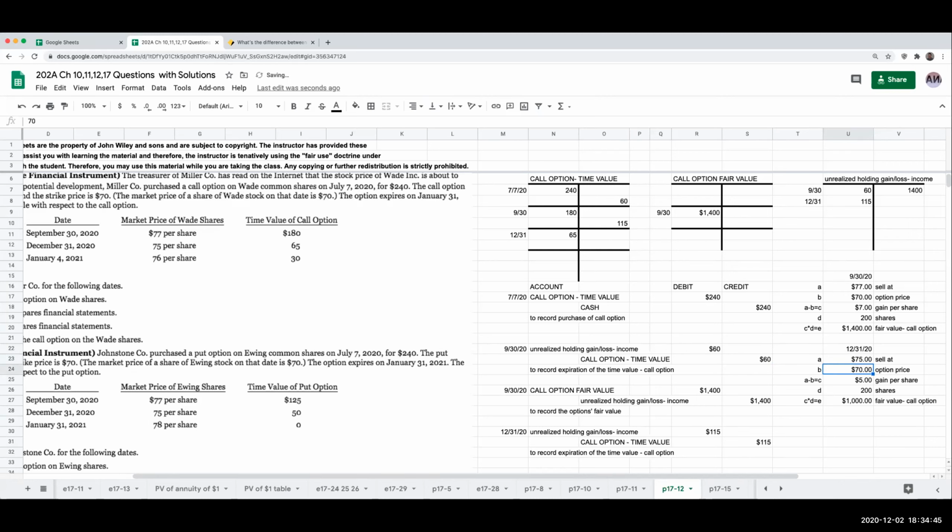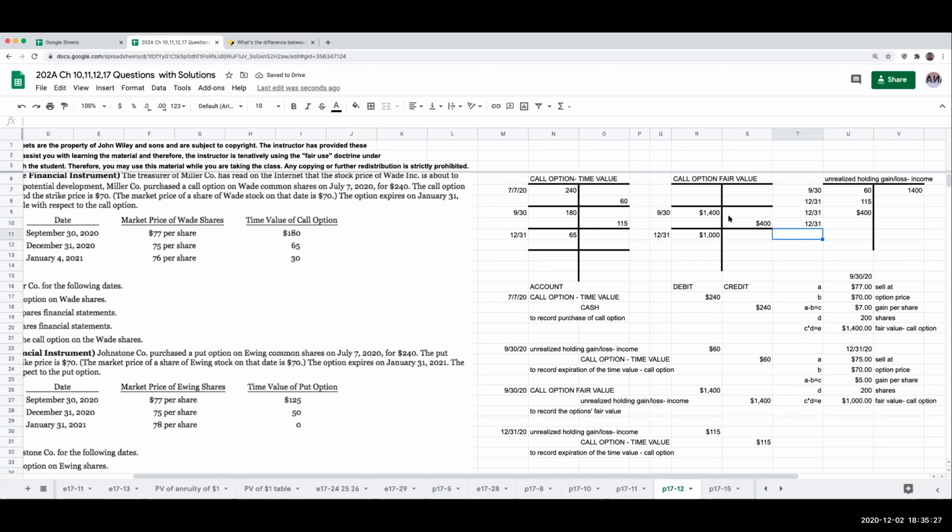Well, at December 31st, the strike price is 75. Option price is at 70. Gain or loss per share, it still has value. But as of December 31st, this call option fair value is now at $1,000. So what I need to do here is I need to go through and make an adjustment. My adjustment is going to be for 400. If I'm crediting the call option fair value, I'm going to go over here and debit the unrealized holding gain or loss to get to my amount.